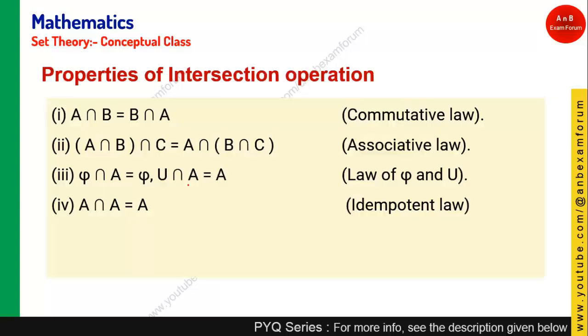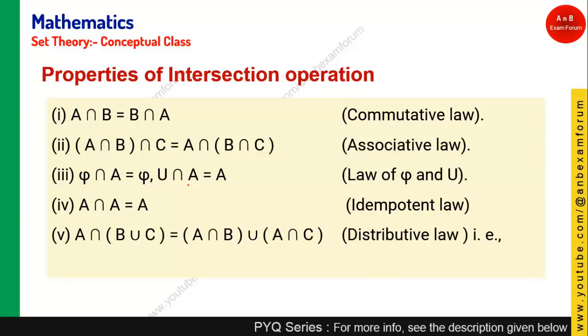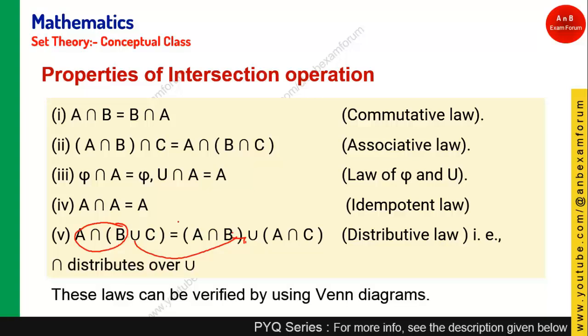The properties I will not repeat, they are similar to the union. But the distributive law, one more is there, because it operates in either way, like union and intersection. If intersection is in front of the bracket, then first A intersection B will be taken, then the union operation will be taken, and again A intersection will be taken. Like this, intersection is distributing over these two sets. This is similar to the numbers that we have seen, and this law can be verified with the help of a Venn diagram.